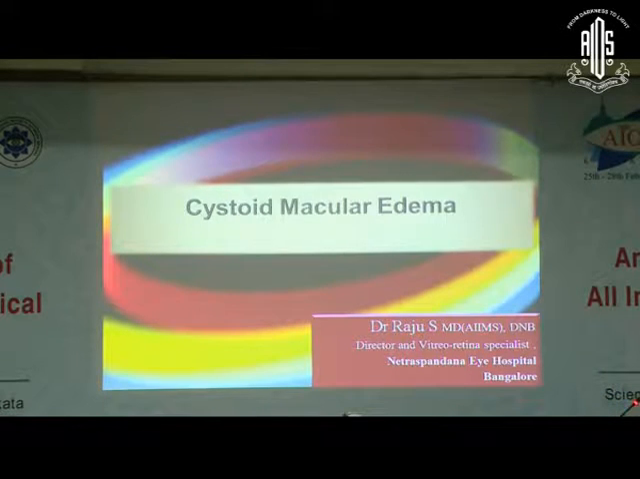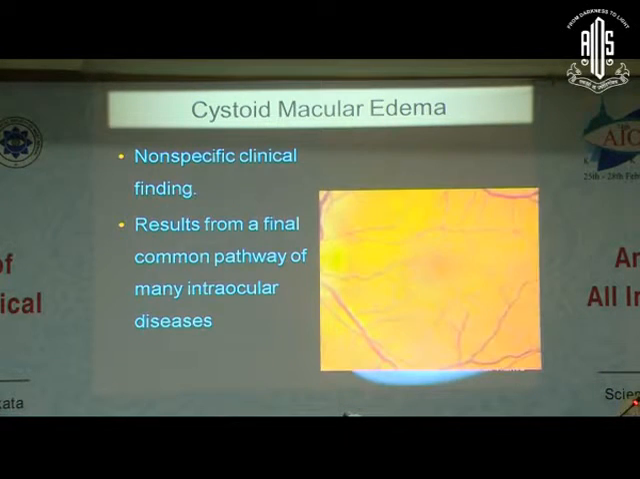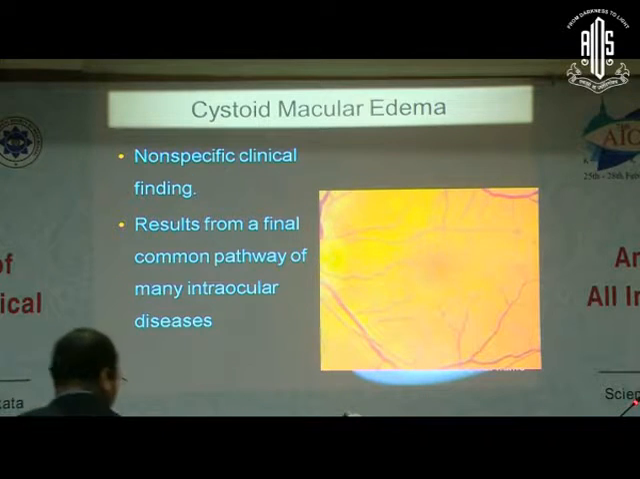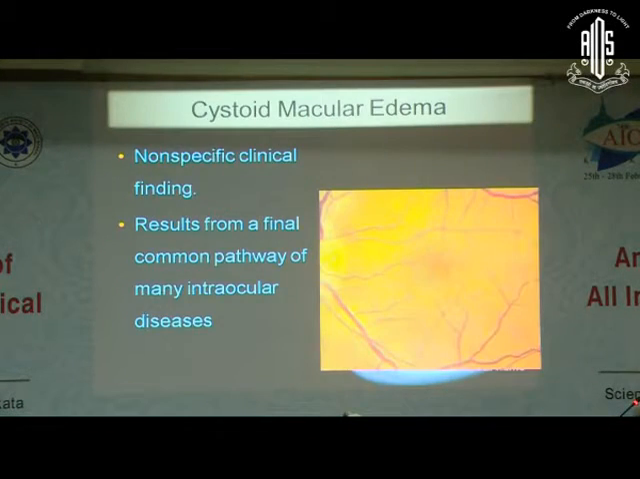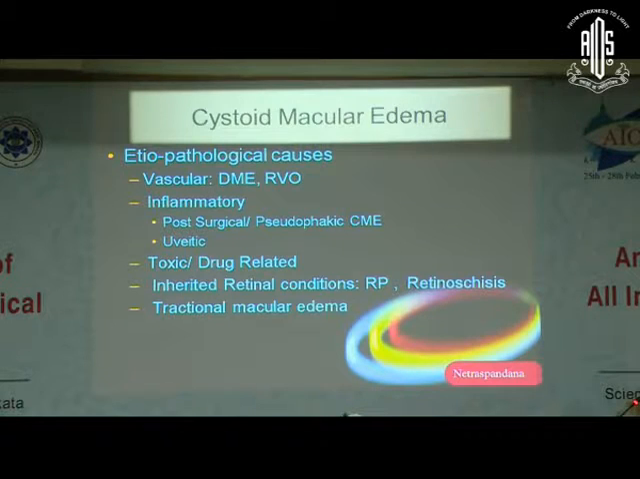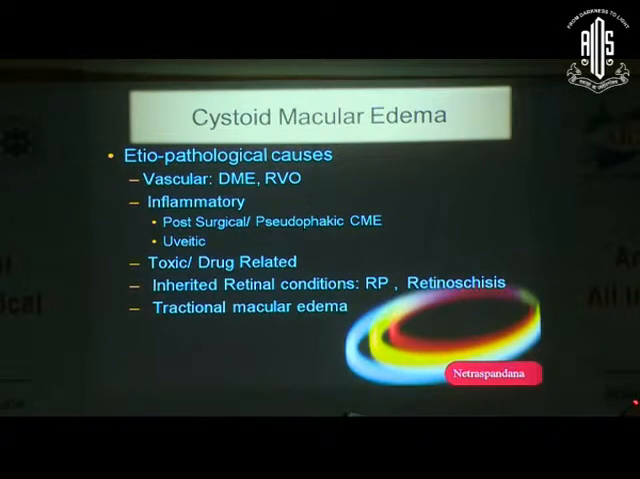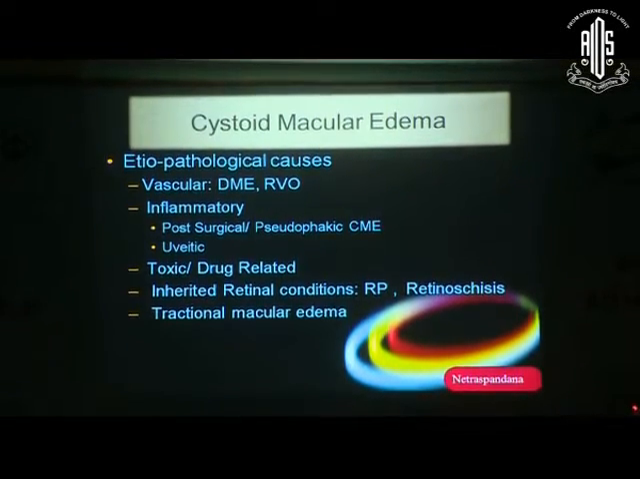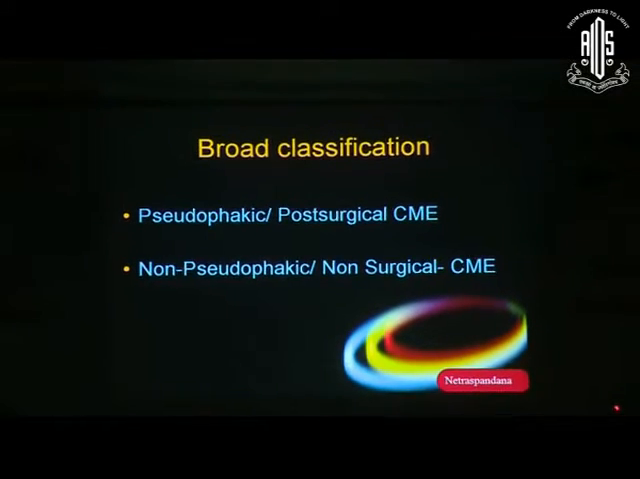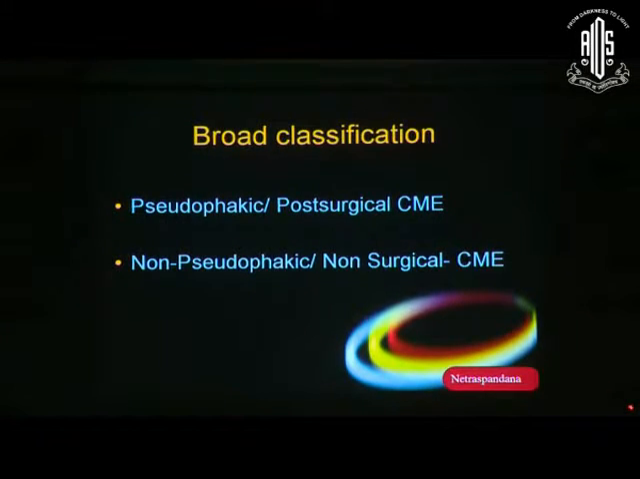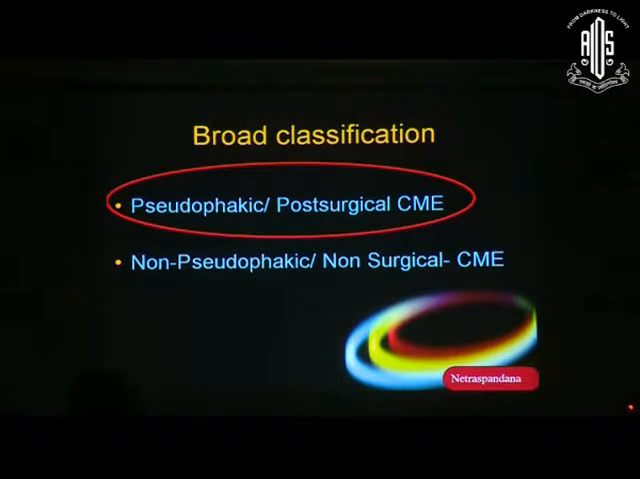Thank you, everybody. Well, cystoid macular edema is a non-specific clinical finding, and it results from a final common pathway of many intraocular diseases. If you look at the etiologies, there are various etiologies, but most commonly it is the vascular and inflammatory causes which cause the cystoid macular edema. Another broad classification is into pseudophakic and non-pseudophakic CME. This talk will be restricted to the post-surgical CME.